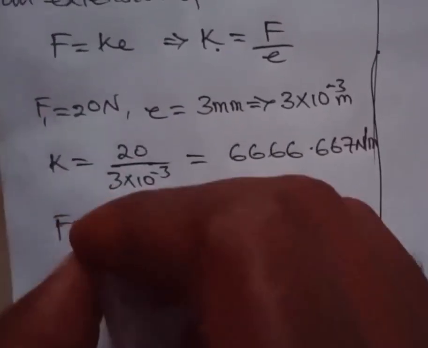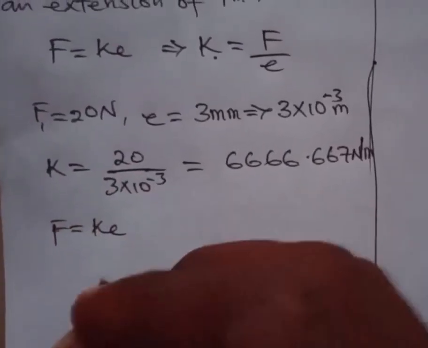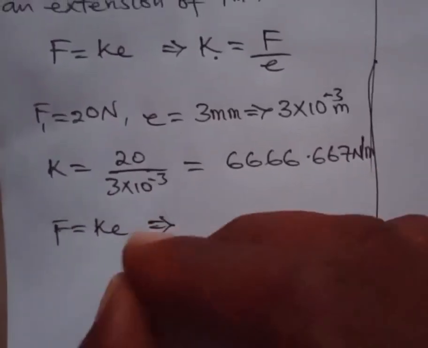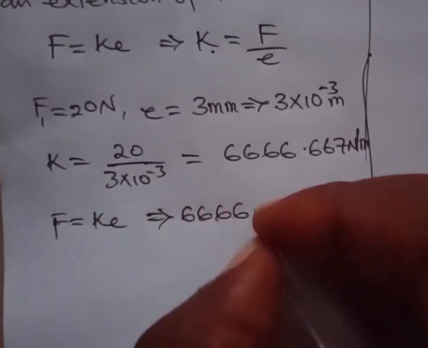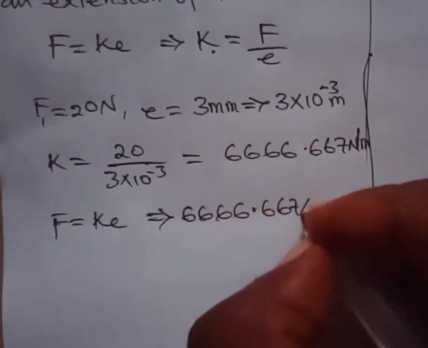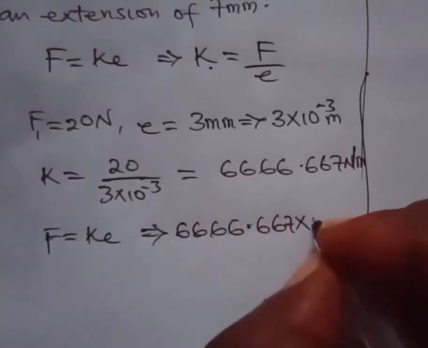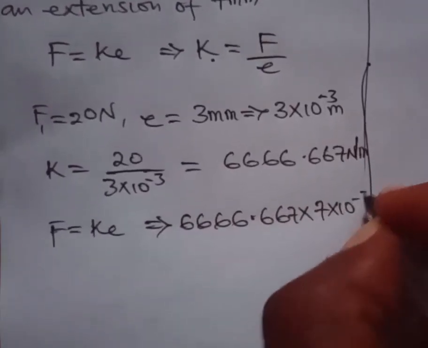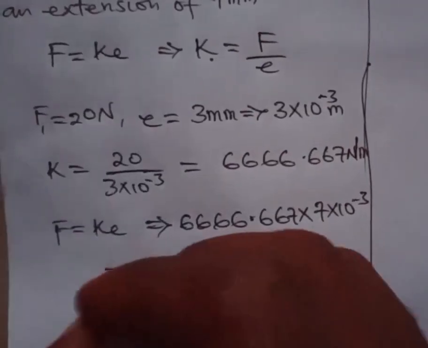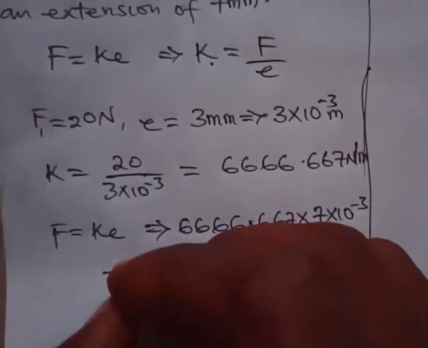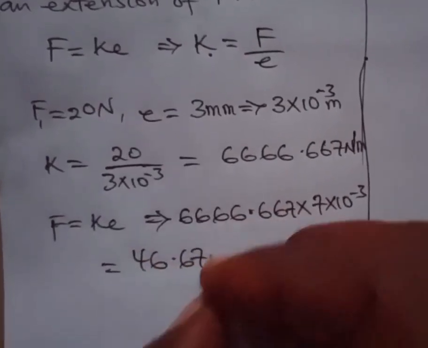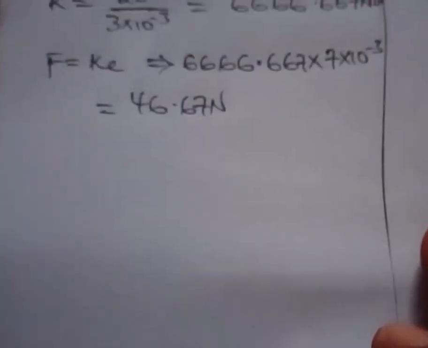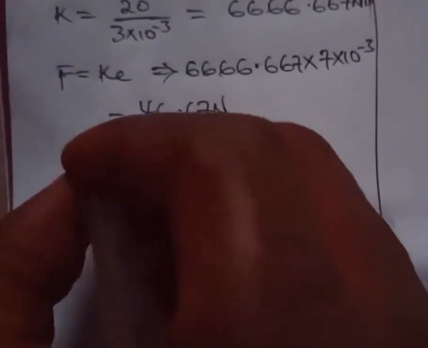Now we can find the second force, still using F is equal to Ke, and we will now say that our K is 6666.667 times the second extension, which is 7 millimeters. We'll still say 7 divided by 1000, which is now in meters, and if we multiply that, we're going to have 46.67 Newton.